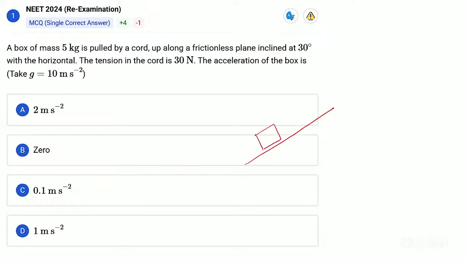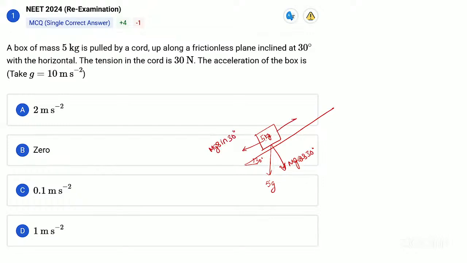This is the block that we are having, and the weight of the block is 5 kg. So definitely there will be a downward force of weight which is 5g acting. Now inclination is also 30 degree given to us. So this component of weight force will be mg cos 30 degree. And in this direction, there will be a component of force mg sine 30.